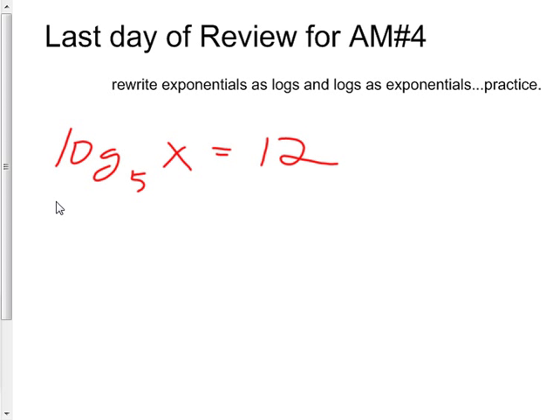All right, this first one is very simple. Is the x alone yet? No, so you just have to rewrite it. Rewriting is the fundamental thing that you have to know about logs. You got to be able to go from exponential form to log form and back and forth. So this one would become 5 to the 12th equals x, and that's it.